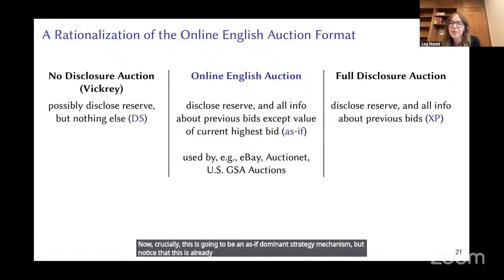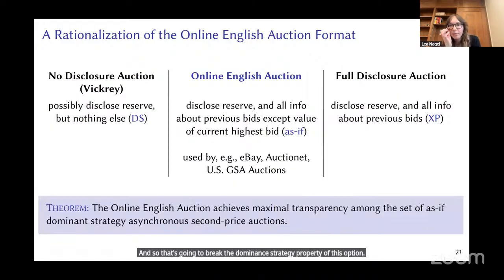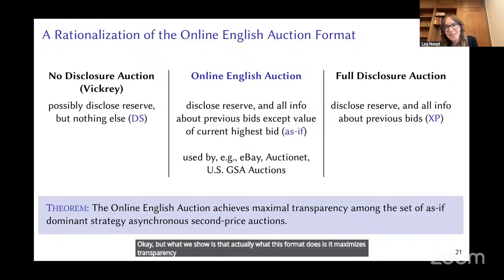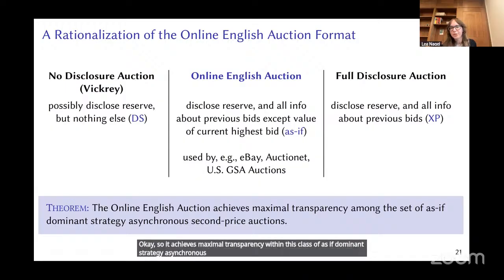longer a dominant strategy mechanism. Agents can condition their behavior on what they know about, for example, the second highest or third highest bid, and so that's going to break the dominant strategy property of this auction. But what we show is that what this format does is it maximizes transparency among a different set, which is the as-if dominant strategy, asynchronous second price auctions. So it achieves maximal transparency within this class of as-if dominant strategy, asynchronous second price auctions.